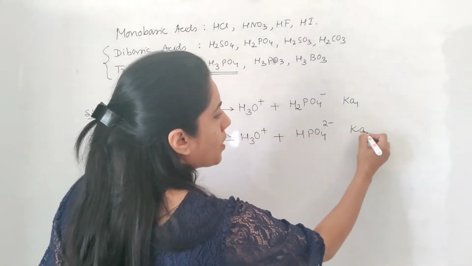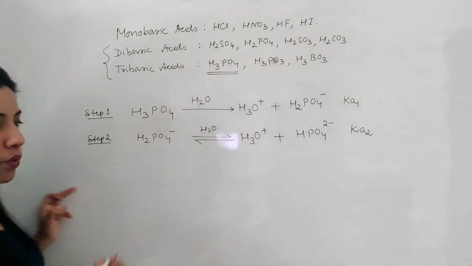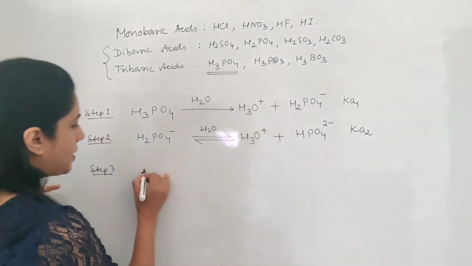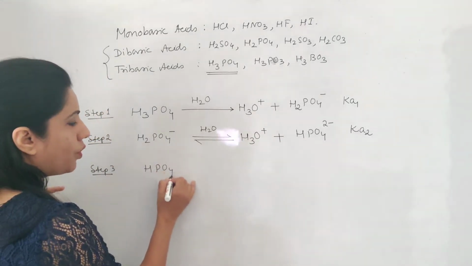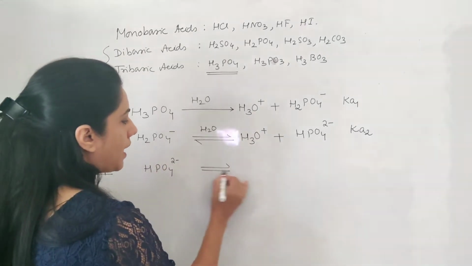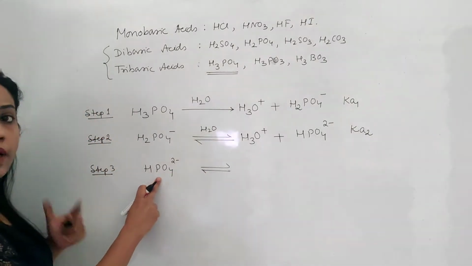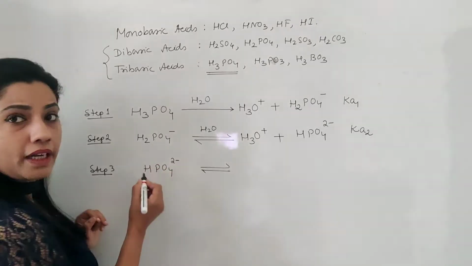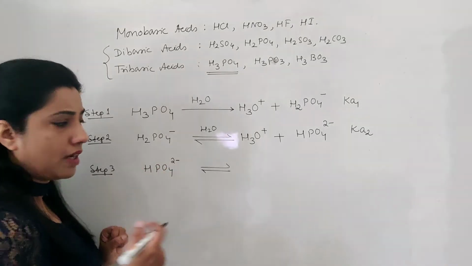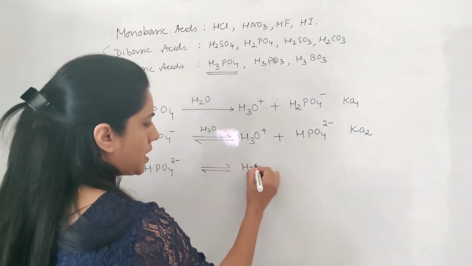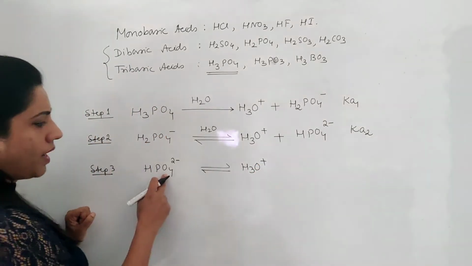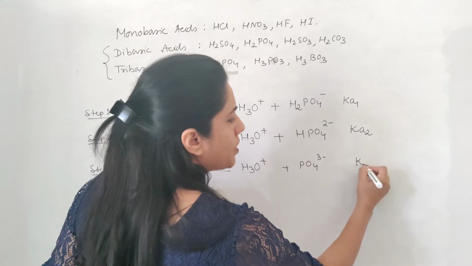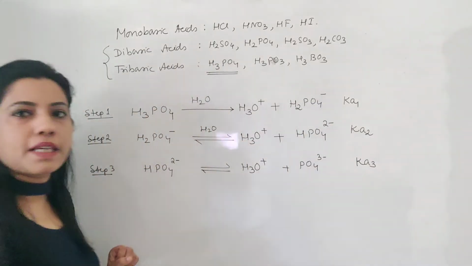Suppose the equilibrium constant for this step is Ka2, and in the third step now this species will come here, HPO4 2 minus, and it will again dissociate. This is again a weak acid, much weaker than this one also, because now it contains two negative charges, so removing H plus is very difficult from here. But if you do this step, one more H plus is removed and finally you will get PO4 3 minus, and suppose the dissociation constant for this step is Ka3.